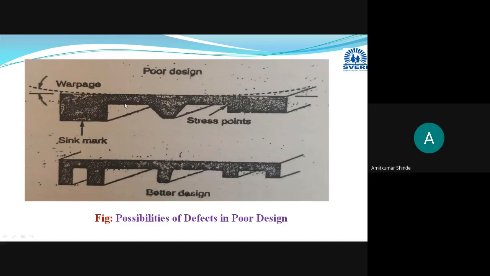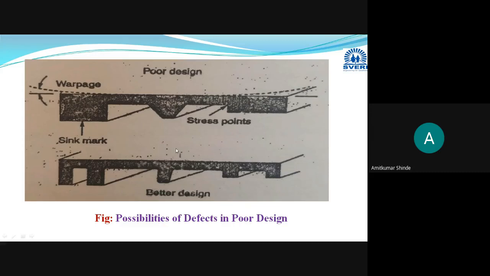Why will this occur? The thin section will get cooled and solidified first, and material will flow towards those thinner sections. That's why warpage and sink marks will be there. To avoid this, you have to modify this design into a better one, and this is the better one shown in the second diagram. You have to provide uniform wall thickness. You have changed the wall thickness, and the thick sections are converted into thinner sections.